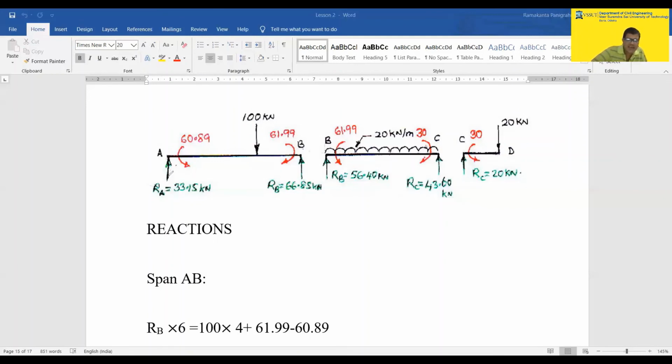What will happen? RA is equal to 30.115 will go upward, then it will come like this, then 100 will come down, then it will come like this, then 60.885, then 56.44 it will go like this. Okay, then it will come like this way, because here it is 4.66, it will go like 20 and it will come 0. So you can draw the shear force diagram by seeing the forces, reactions and forces on these sections.